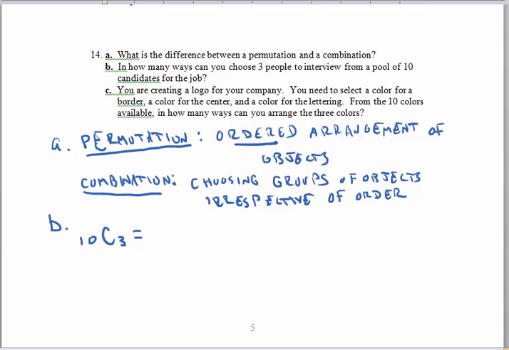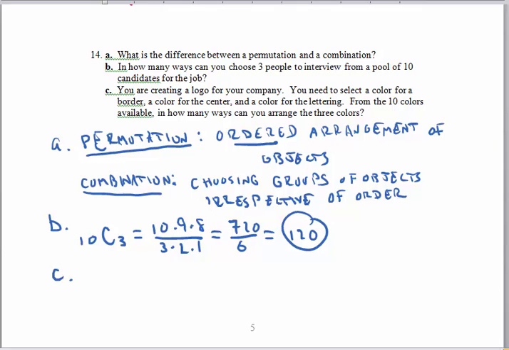So this would be 10C3, which if you want to do it by hand, it would be 10 times 9 times 8 over 3 times 2 times 1, which is actually 720 over 6, which is 120 possible groups of 3 people. And then in C, you're creating a logo for your company. You need to select a color for a border, a color for the center, and a color for the lettering. From the 10 colors available, in how many ways can you arrange the 3 colors?